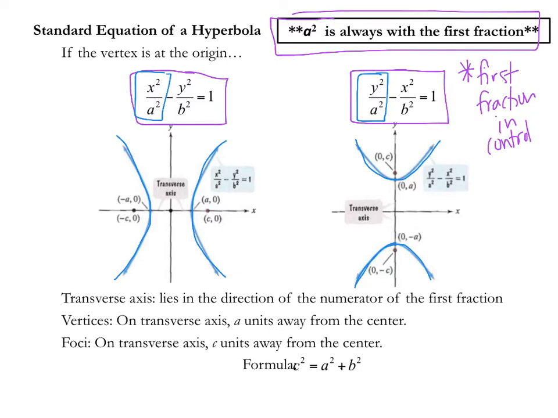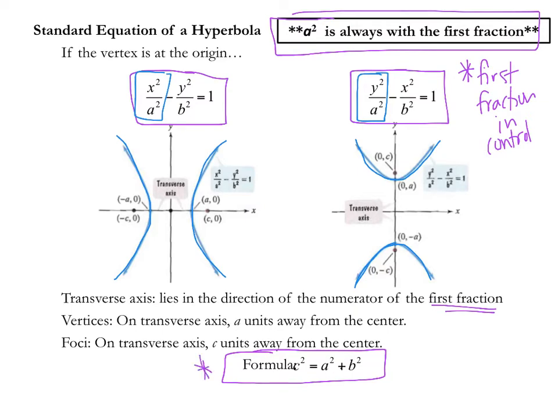So then there's just some rules here. The transverse axis always lies in the direction of the numerator of the first fraction, because again that's what's in control. The vertices will be a units away. That's how you'll know where to put the vertices down. They're always going to go with where the first fraction tells you to go. And then the foci are c units away, but we have a new formula for foci, and this is a formula that should look familiar. It's c squared equals a squared plus b squared.